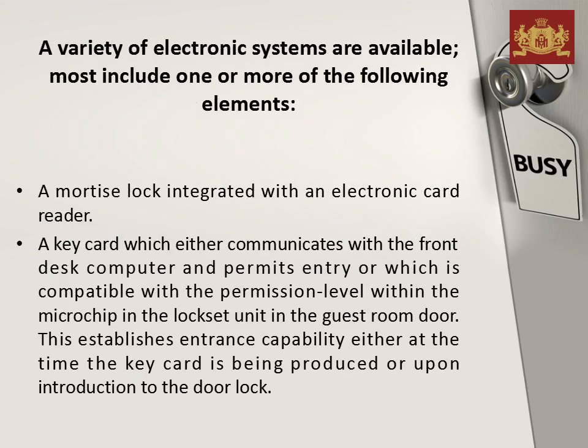A variety of electronic systems are available. Most include one or more of the following elements: a mortise lock integrated with an electronic card reader, a keycard which either communicates with the front desk computer and permits entry or which is compatible with the permission level within the microchip in the lock set unit in the guest room door. This establishes entrance capability either at the time the keycard is being produced or upon introduction to the door lock.